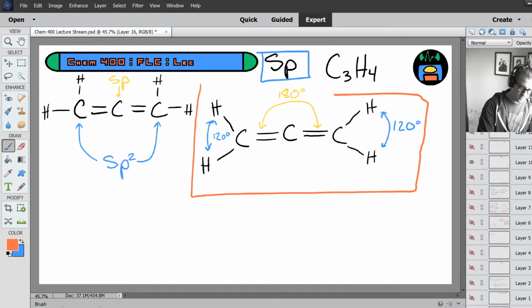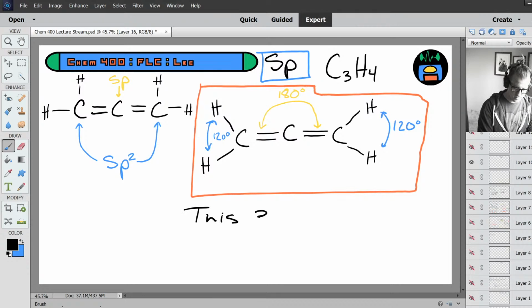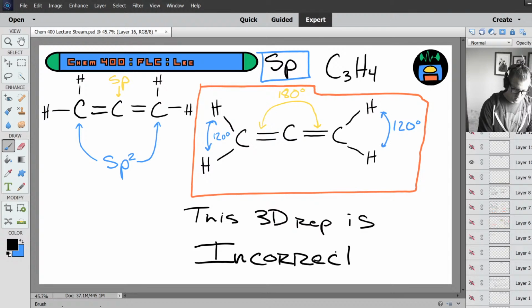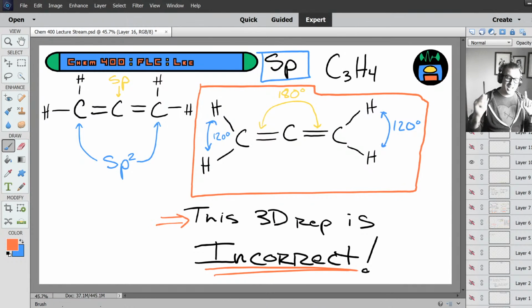This drawing, this 3-dimensional drawing, right here, this 3D representation, is incorrect. This is not how this molecule looks in 3 dimensions.